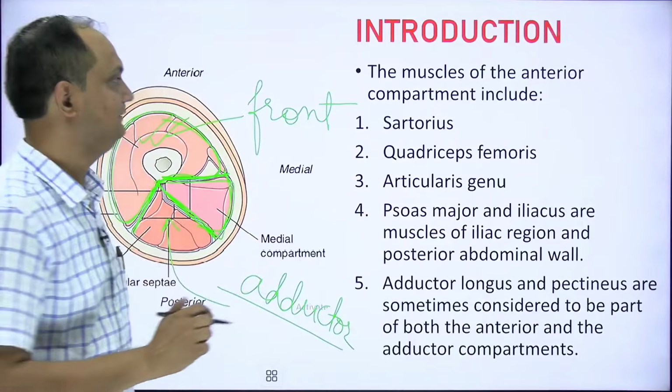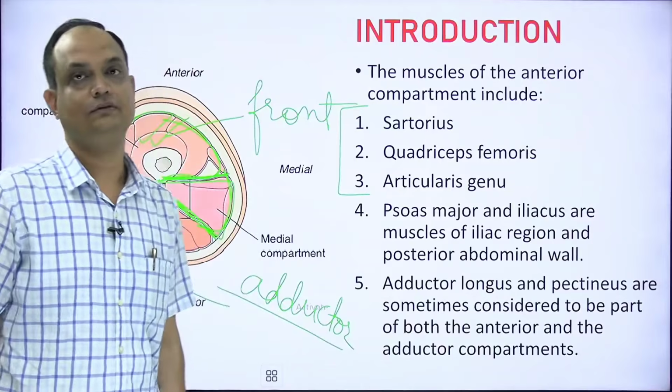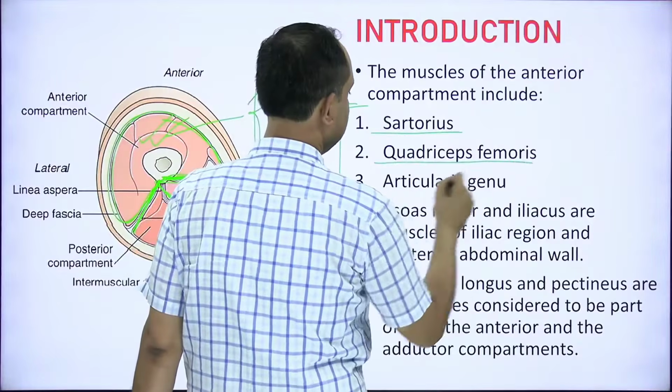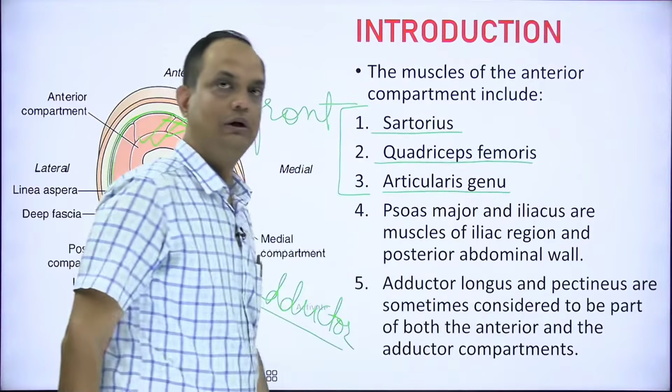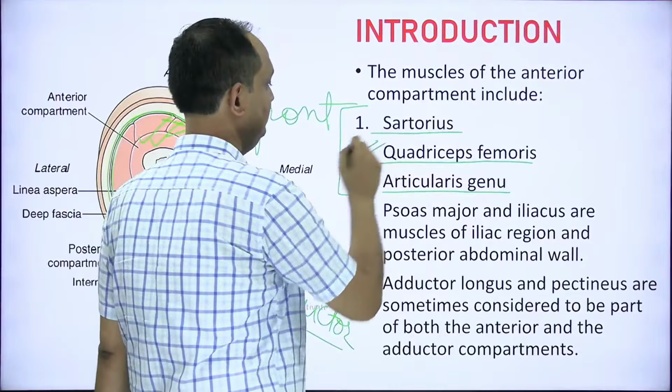When you see the muscles, these are the three main components of the front of thigh. What are they? Sartorius, Quadriceps femoris and Articularis genus. The main muscle of the front is Quadriceps femoris.